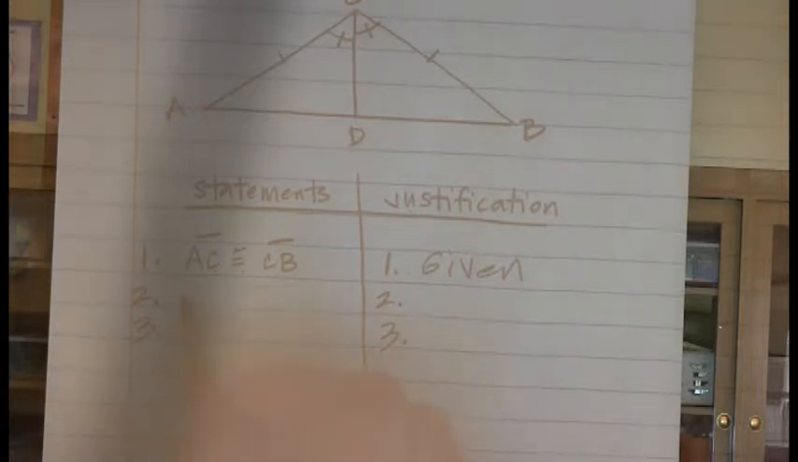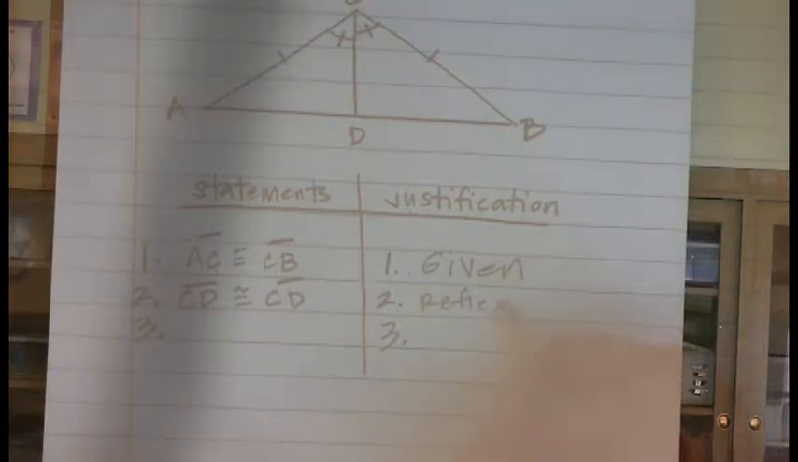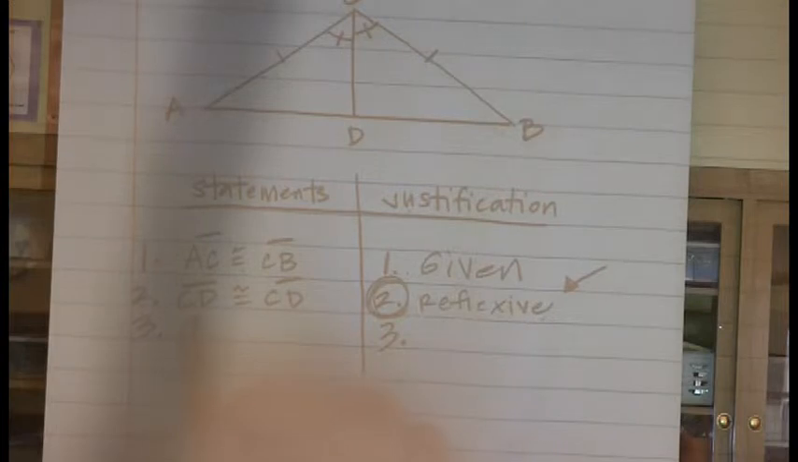Yao, something else? Line CD is congruent to line CD, and my justification is reflexive. Don't write given. That's not right. It's not given. It's not marked. So many students were missing this the last time, that word reflexive. All right, Colleen, finish us up. D, C, B. Excellent. And my justification? Given.